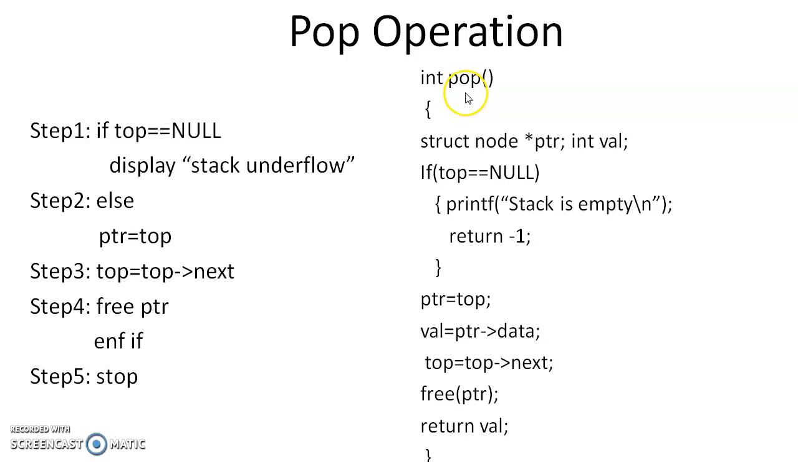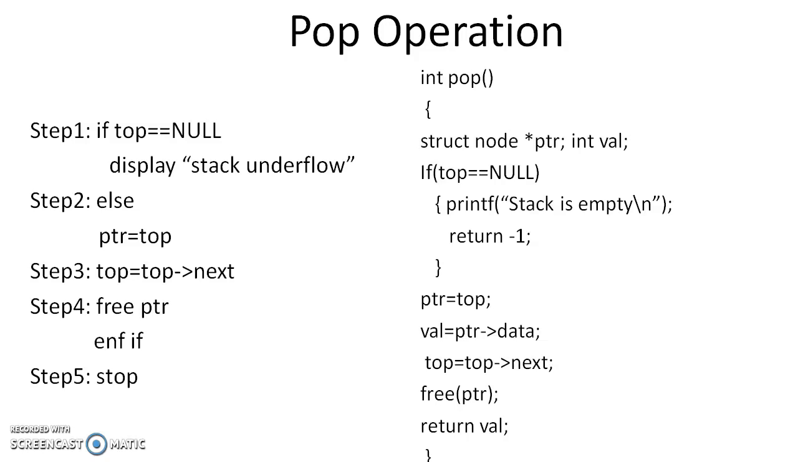The function that we are writing, see here. This pop operation returns an integer number. If the top is equal to null, that is, the stack is empty, I return -1. Otherwise, the pointer is pointing to the top, and I take the value as pointer's data, because this is the value that I am removing. The top is equal to top's next, and I free that pointer and return that value.